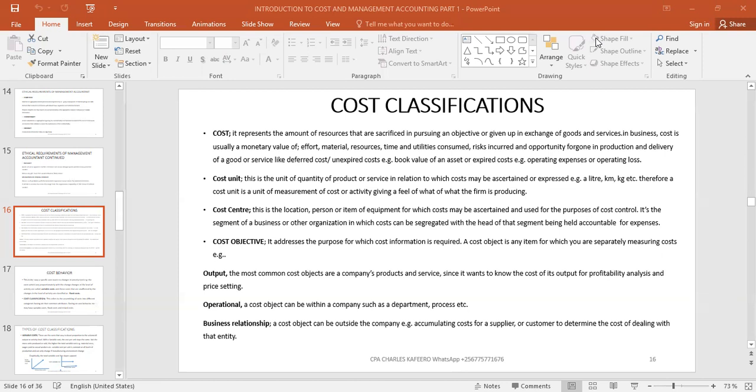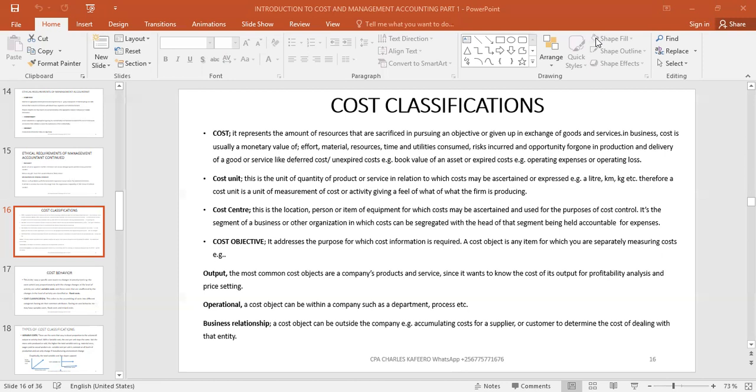And these costs include human labor, a form of human effort, material, resources, time, and utilities consumed. As we know, cost combines both the actual cost and the notional costs.